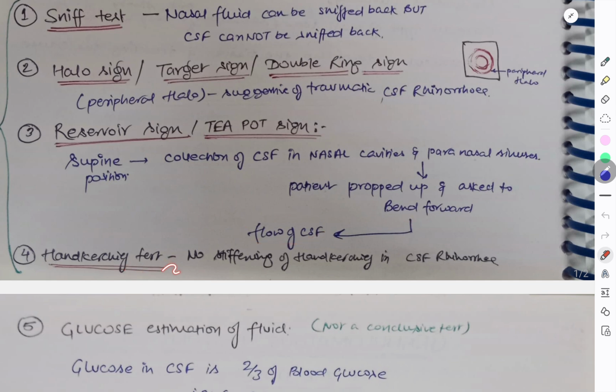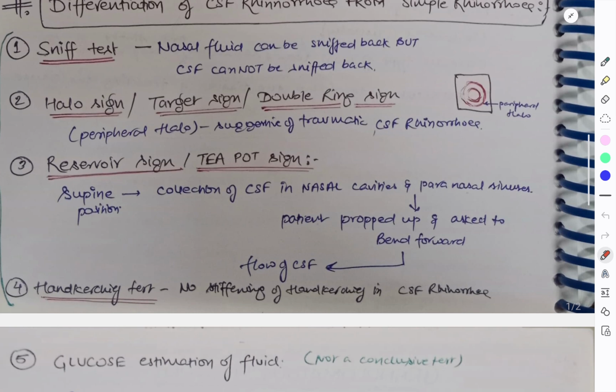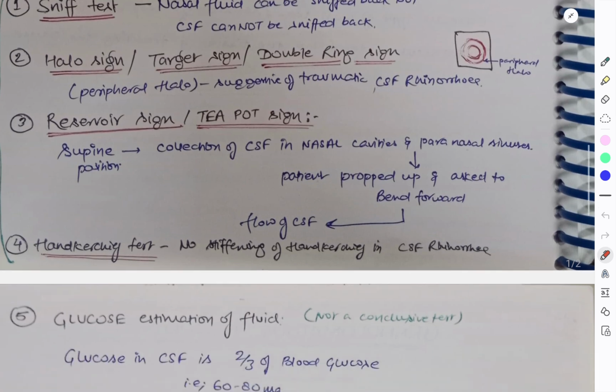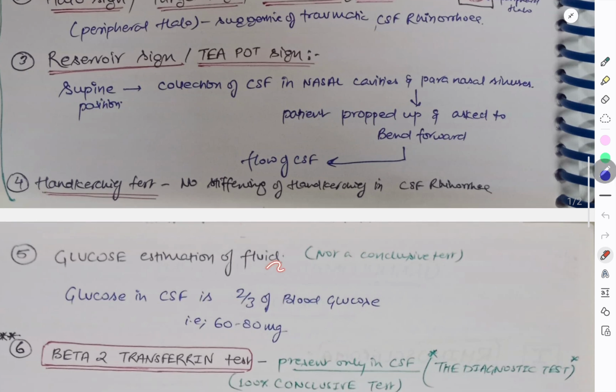Then we have the handkerchief test. There is no stiffening of the handkerchief in CSF rhinorrhea. In allergic rhinitis or normal rhinorrhea, the handkerchief will become sticky, but in CSF rhinorrhea it is not so. Then glucose estimation of the fluid. Glucose in CSF is two thirds of blood glucose, that is 60 to 80 mg per deciliter.